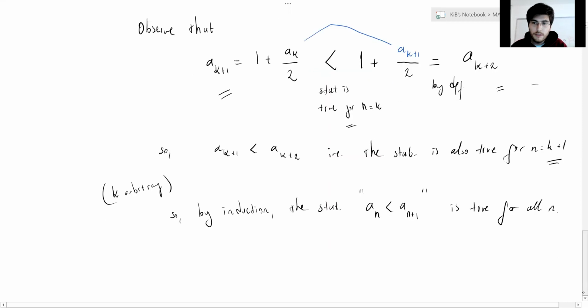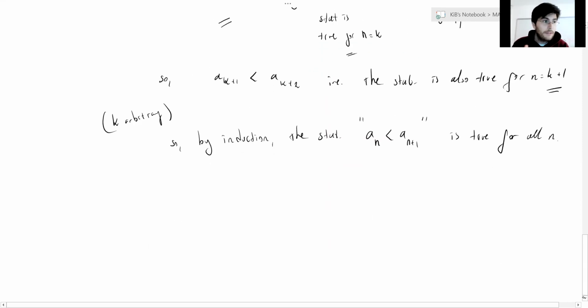Okay, so we prove it. So this is a mathematical proof. We are not going to check case by case. We use mathematical logic. So we prove it.